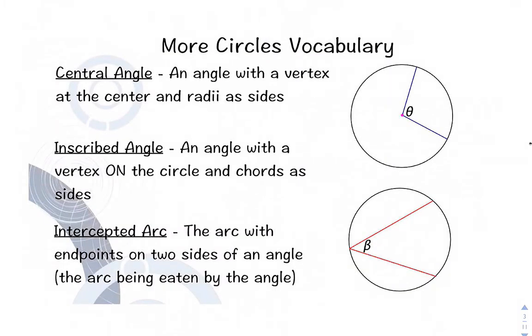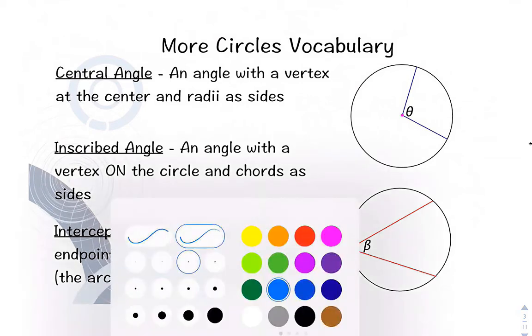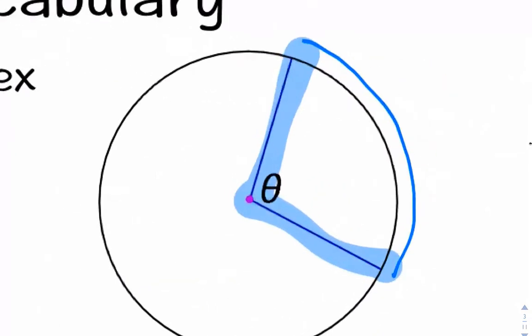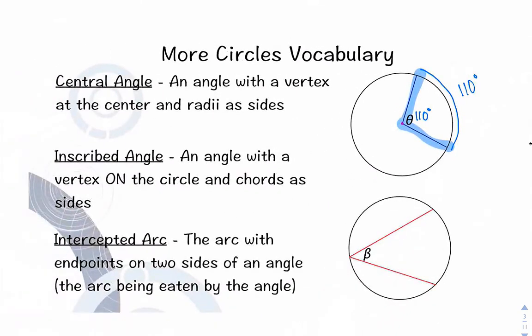So again, let's just start with some vocabulary. Recall central angles. Those are your angles with a vertex at the center and radii as sides. So again, hence central angle, vertex is at the center here. So that would be this guy. We have radii as sides, vertex at the center. Now recall that that was equal to the measure of that arc. So if I look at this picture and I say this angle, let's call it 110 degrees, well then the measure of this arc is also 110 degrees. So key facts from last video.